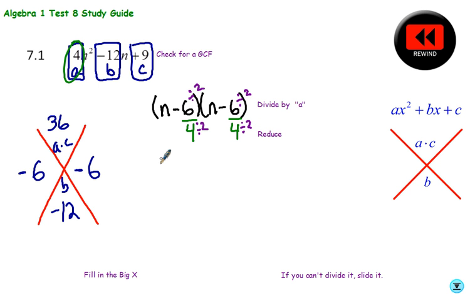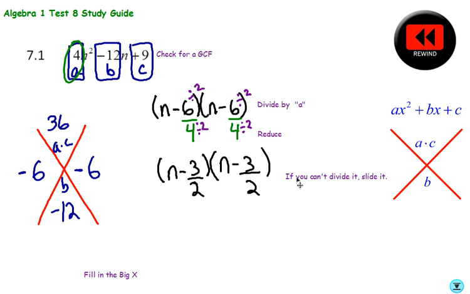So 6 divided by 2 would give me 3. 4 divided by 2 would give me 2. Again, 6 divided by 2, well, I kind of already know what it's going to be, right? Since it's the same thing, which would be 3 over 2. So now, if you can't divide it, we're going to slide it. Well, I can't divide it any further. I've already reduced it all that I can. So I'm going to slide over the 2 and slide over the 2. And then what we end up with there would be 2n minus 3 times 2n minus 3.